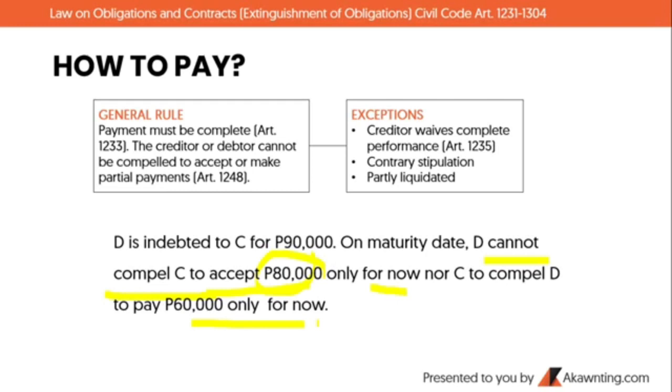The answer is no. Pwedeng tanggihan ni C. Hindi. Sabay-sabay mo na lang bayaran. Magbabayad ka na rin ng interest for the whole amount. So, pwede yun. Pwede niya sabihin yun. Ganon din sa part ni C.